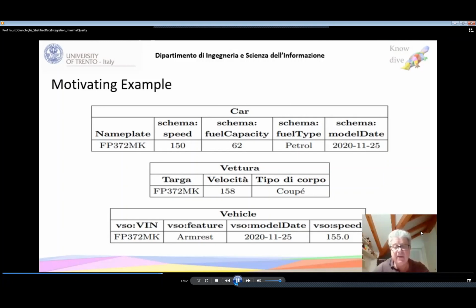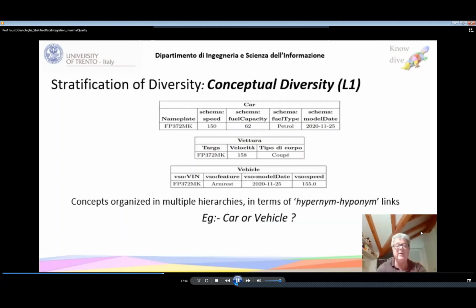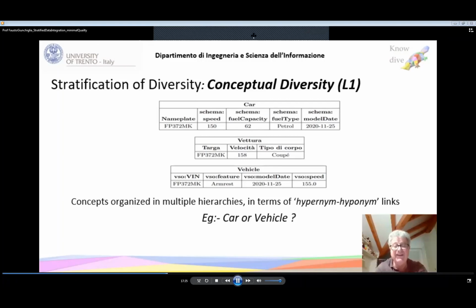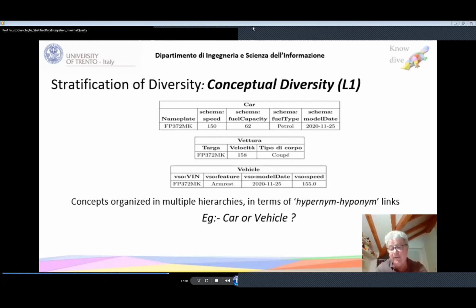So let us see in practice here what is the help of dealing with our approach, which is structuring the diversity in layers. So number 1, we said conceptual diversity. Well, you see, first of all, what are we talking about? We're talking about car or vehicle. Depending on the need, the same object has been described using a different term. Vettura, which is the second one, is the Italian term for car. So between car and vettura, there is a difference in language, but in car and vehicle, there is the same natural language, English, but then you have a difference in the level of detail.